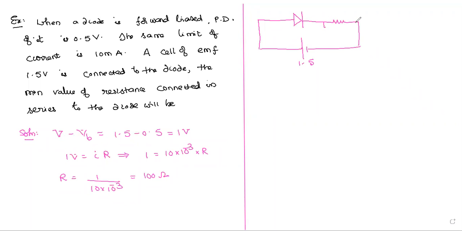The voltage across the resistor is V minus VB. This is V. This is VB.